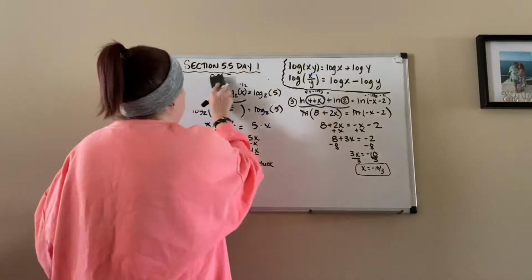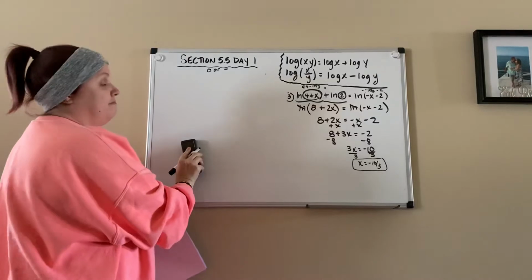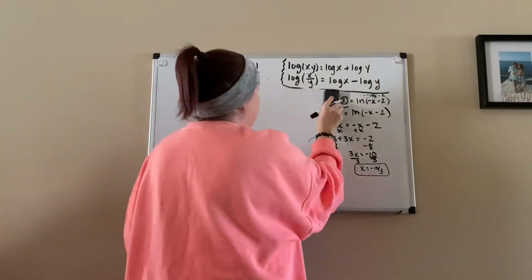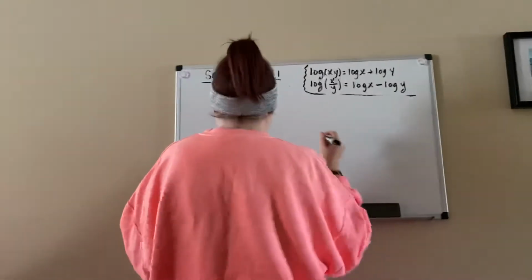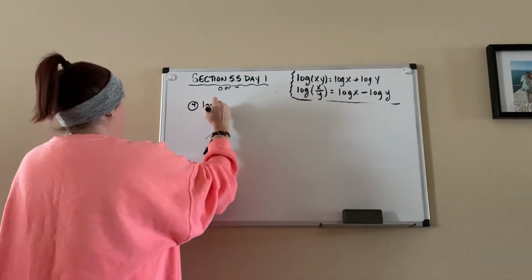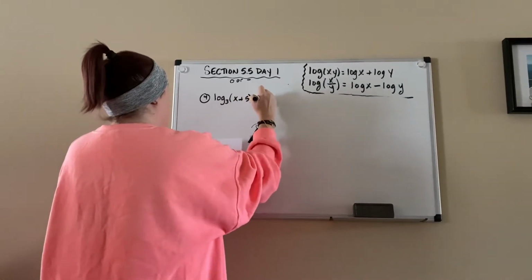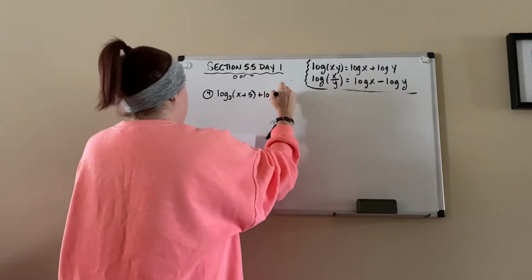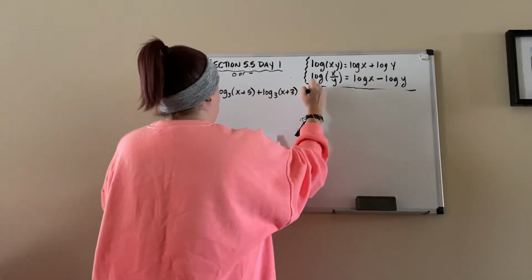All right, so our last problem is the toughest one because you have to factor. Factoring's not that bad, though. You guys can handle factoring. So we've got log base 3 of x plus 5 plus log base 3 of x plus 3 equals 1.